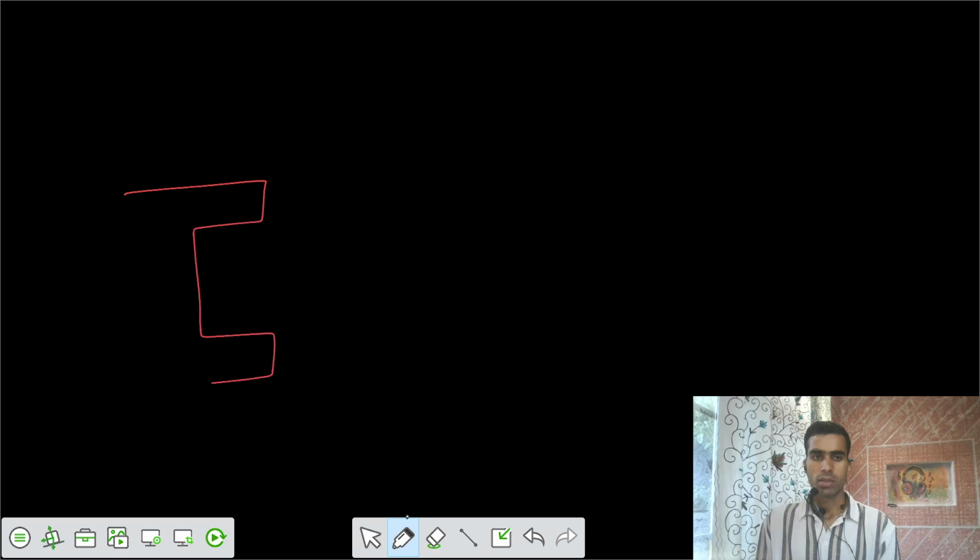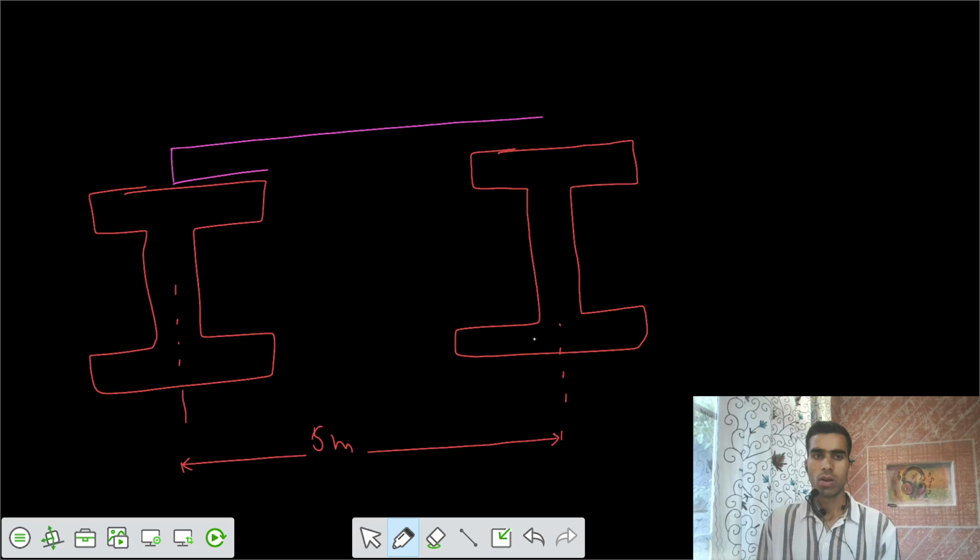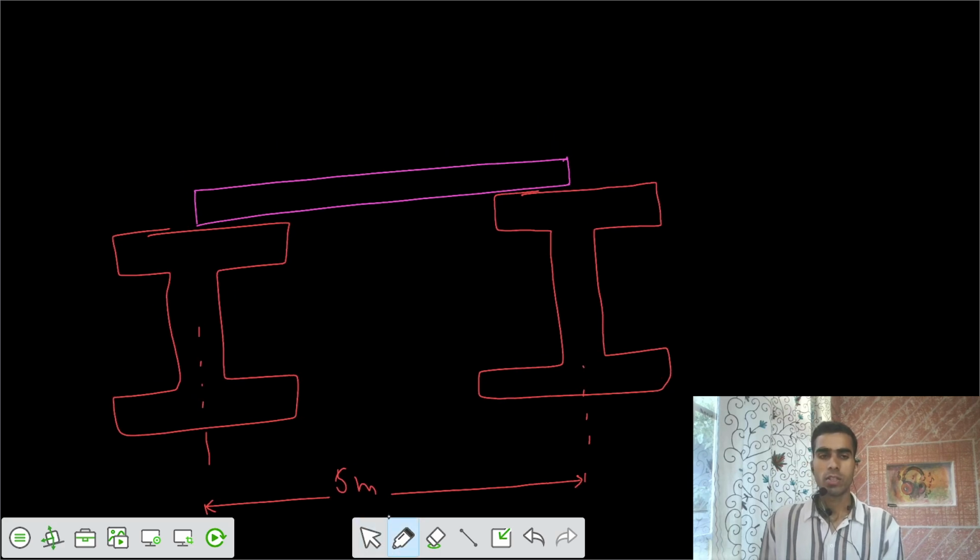You have two floor girders, two long girders, longitudinal girders. They are at a center to center spacing of 5 meters. So if this is the center to center, I would say they are at a spacing of 5 meters. Let's say this is 5 meters. And on the top of that we have those cross beams. Let's say this is a cross beam or cross girder, having a section we don't care about for now.